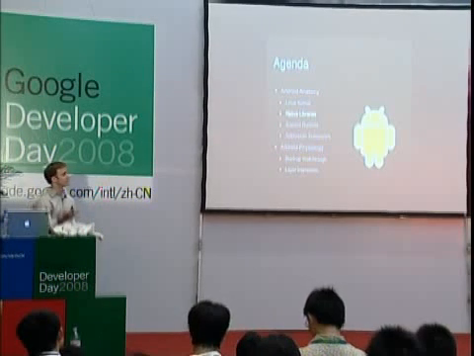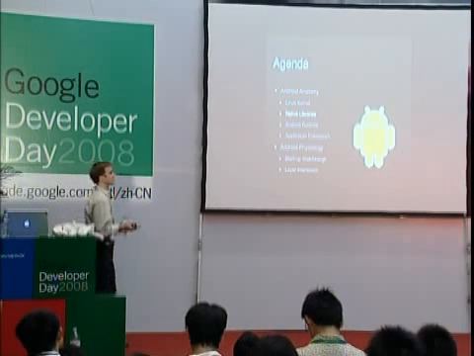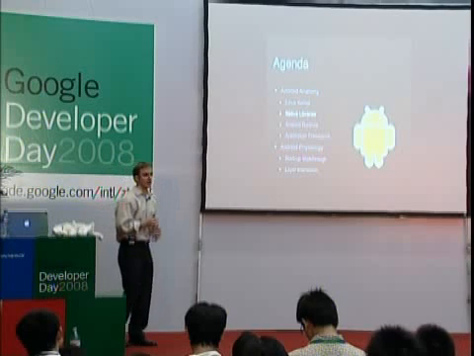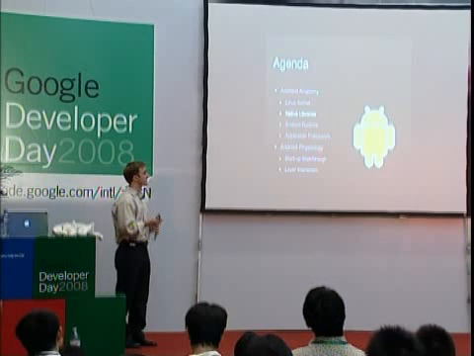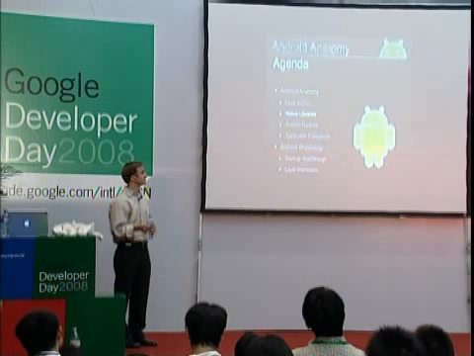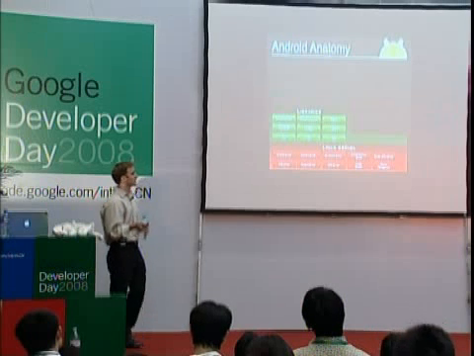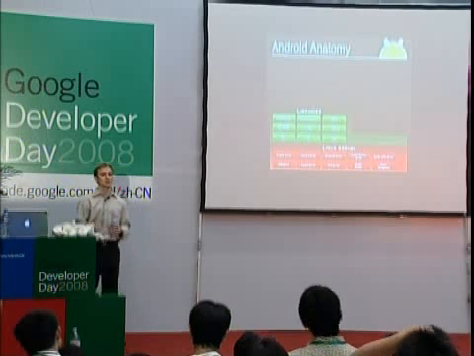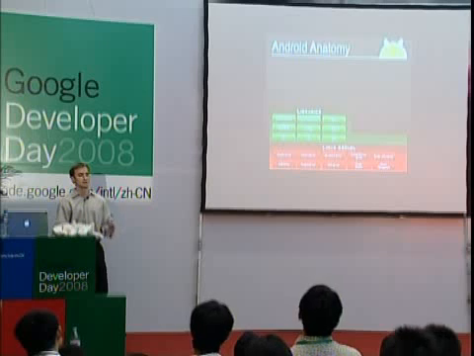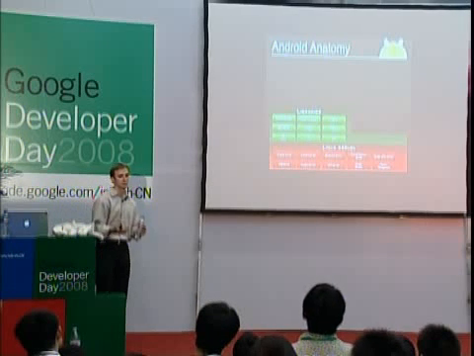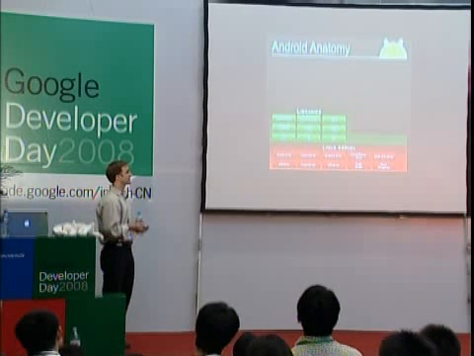Okay, so we've covered the Linux kernel, why we're using Linux, and some of the additions that we've made to the platform. Next we'll talk about the native libraries. The native libraries are written in C or C++, and they really provide the underpinning functionality of the Android platform, the low-level heavy lifting.